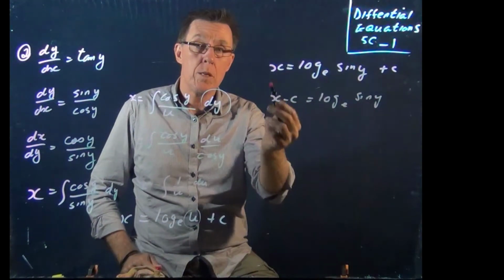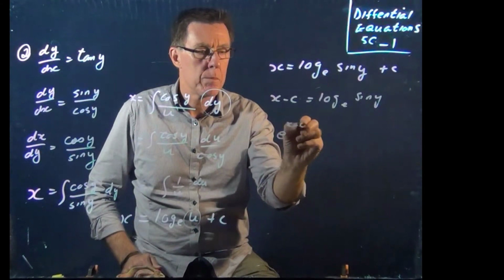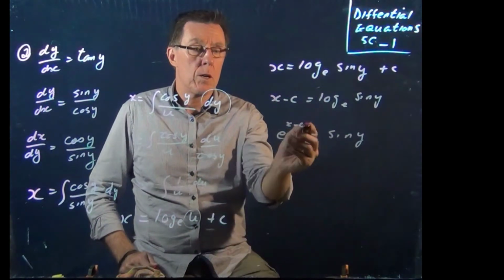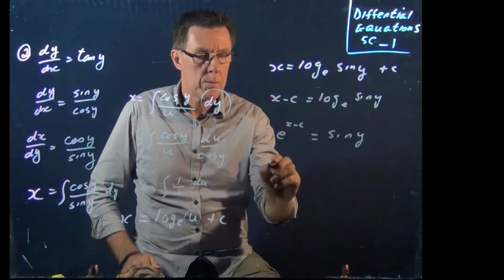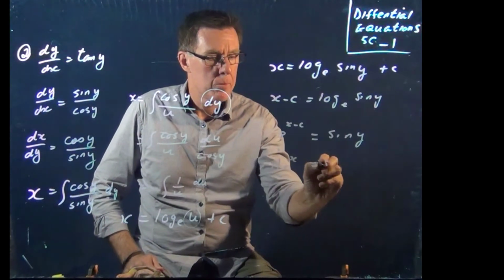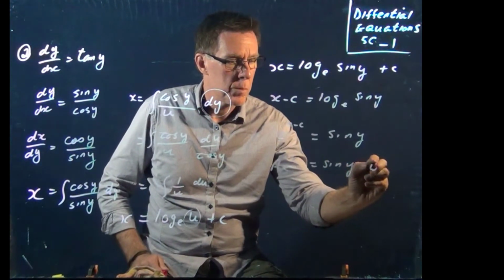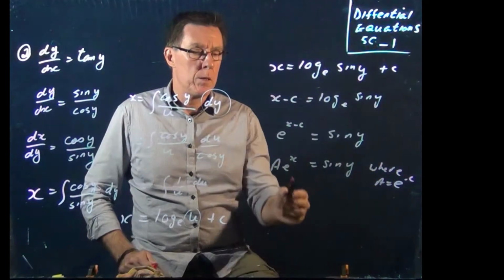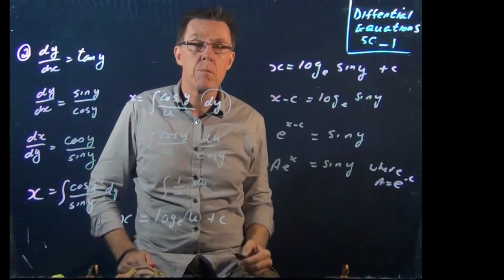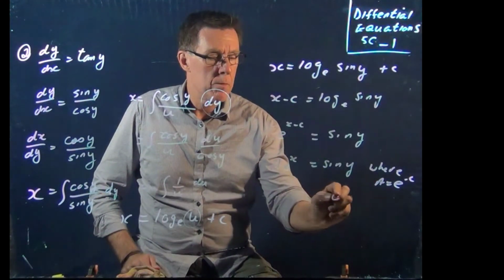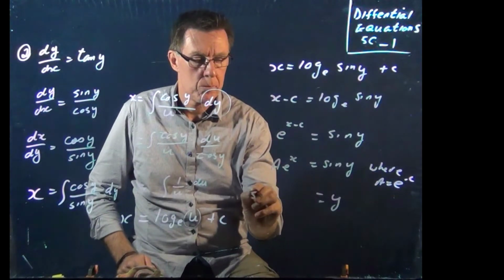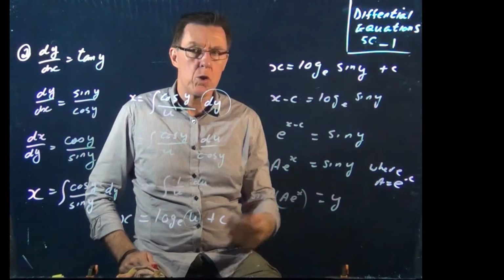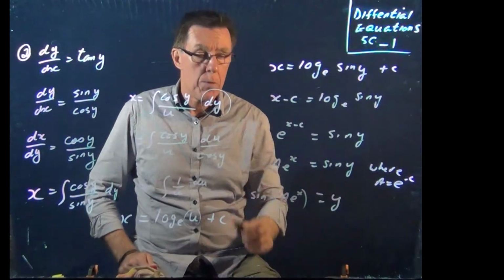Change from a log statement to an index statement. Once again, I can deal with this minus c up here in the index. So a to the x, where a is e to the negative c, and then y is the inverse sine of this. Inverse sine, arc sine. So there is my function.